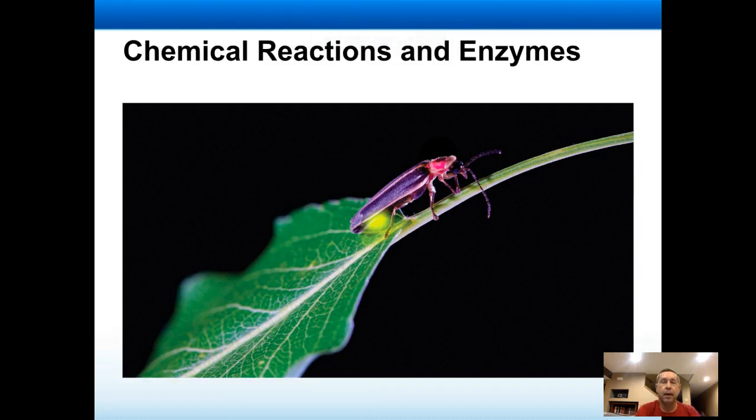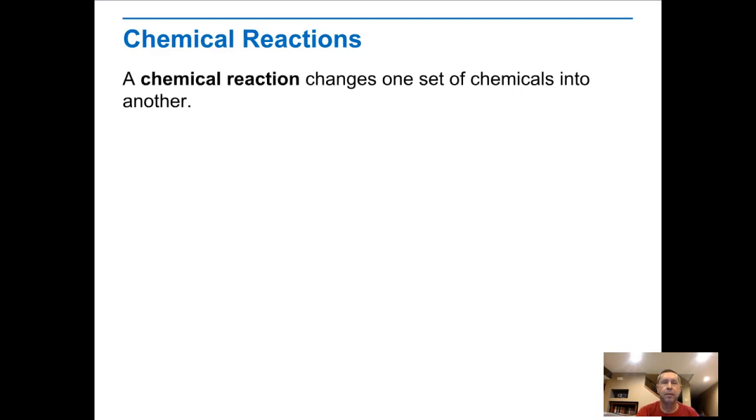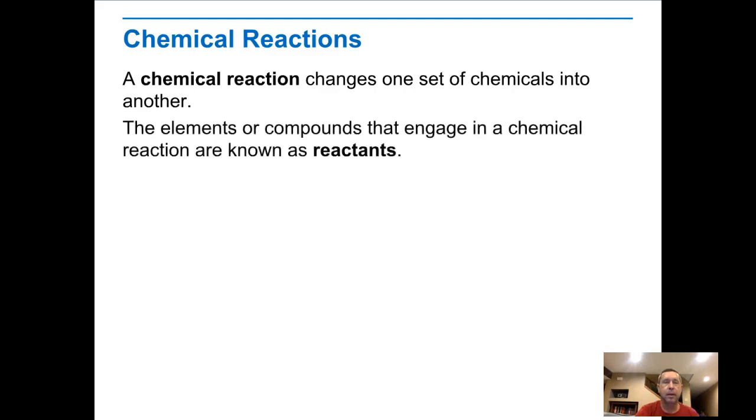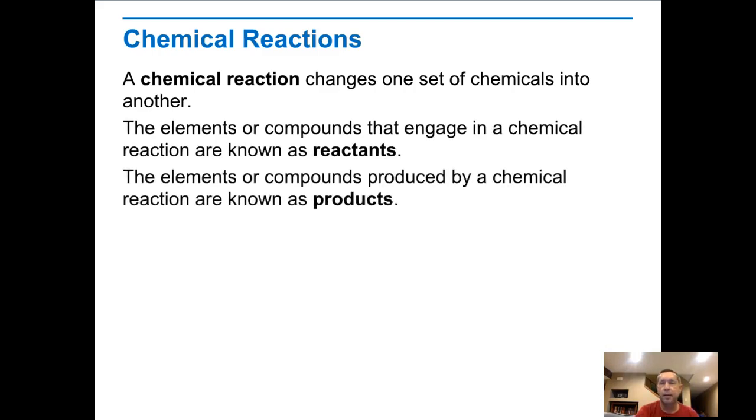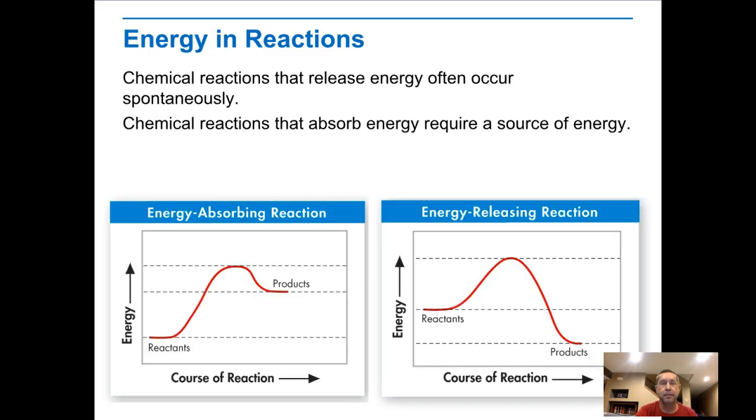All right, in this last video on biochemistry, we're going to talk about chemical reactions and the role that enzymes play in those reactions. So chemical reactions is where a chemical compound is either made or broken down, and it's a change in one set of chemicals into another set of chemicals. The elements or compounds engaged in a chemical reaction are known as the reactants, and what's produced are the products. So chemical reactions involve energy.